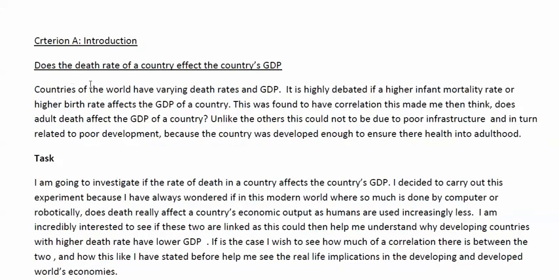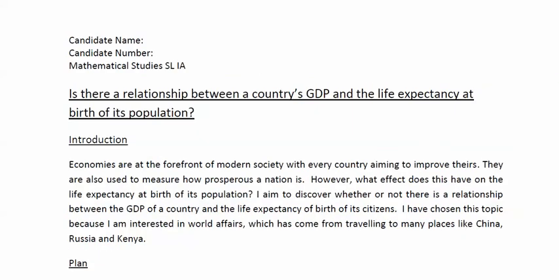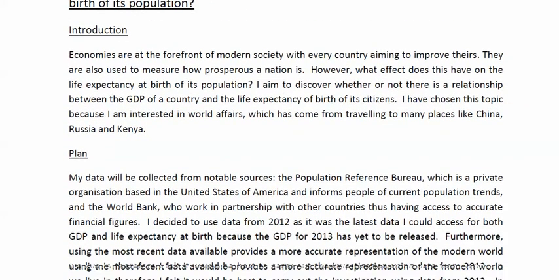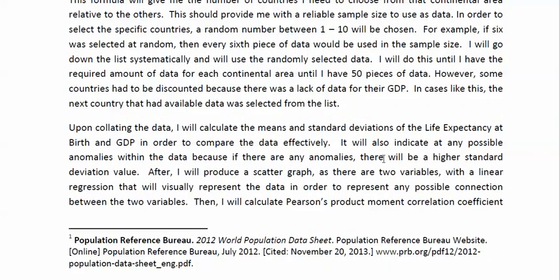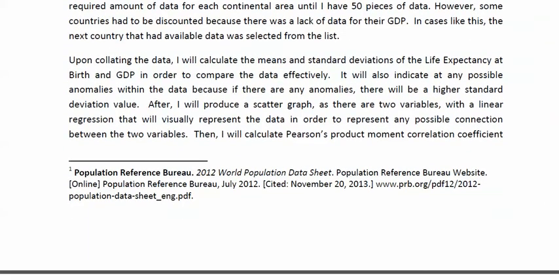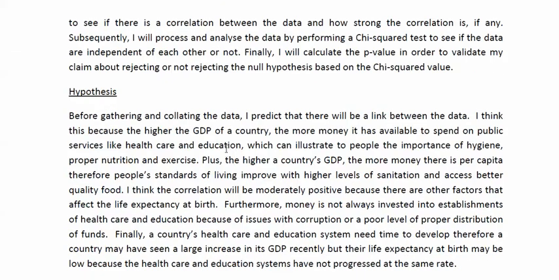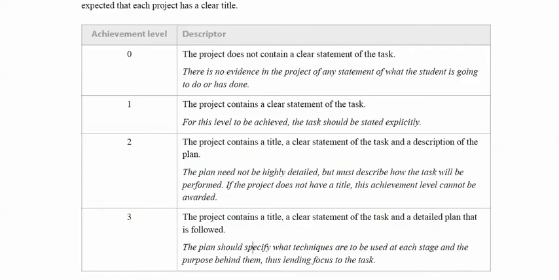And one more, this is not the best one: does the death rate of a country affect the country's GDP? So this is to do with, I think, how many people die, and their GDP. So there's 2 variables again. But going back to the first one, this was the best one in terms of having a really detailed plan of how you're going to collect the data, what calculations you're going to do, and why. And it's got a brief hypothesis, which is not really awarded anything, but it might be worth including, you know, what the expected outcome would be. So that's criteria A.